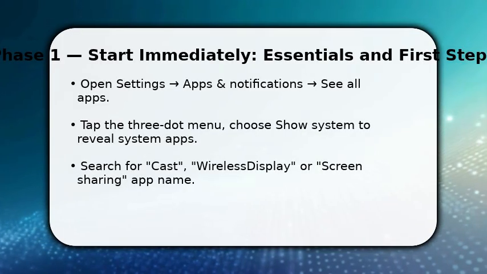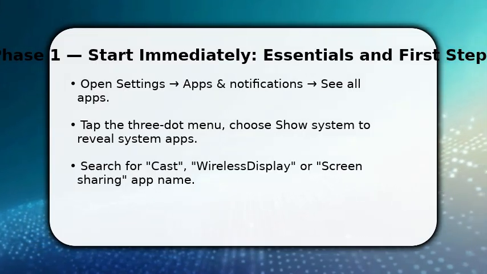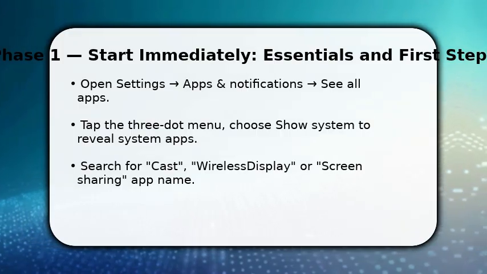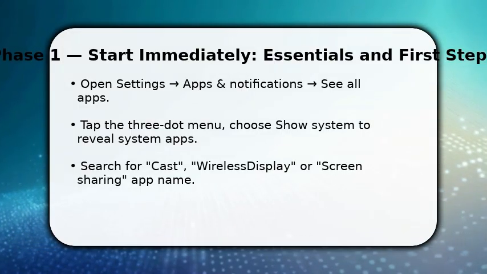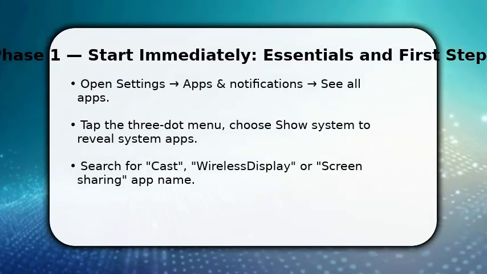You start by getting straight to the app entry, open Settings, then Apps and Notifications, and tap See All Apps. Once done, make sure to reveal System Processes with the three-dot menu and select Show System, because the screen sharing service is a system app.